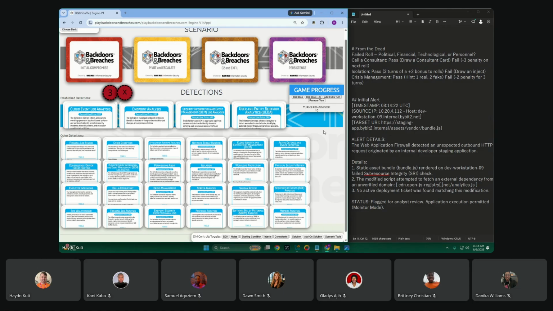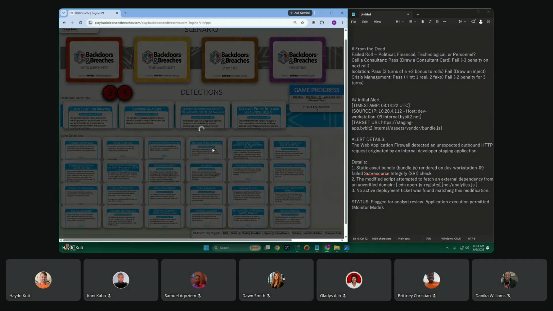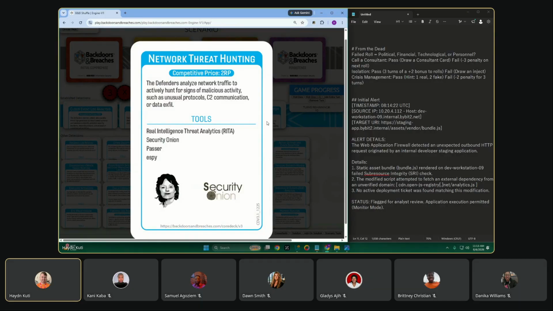And Don wanted network threat hunting. I opened it, but I don't know if you saw. Defenders analyze network traffic to actively hunt for signs of malicious activity, such as unusual protocols, C2 communication, or data exfil.